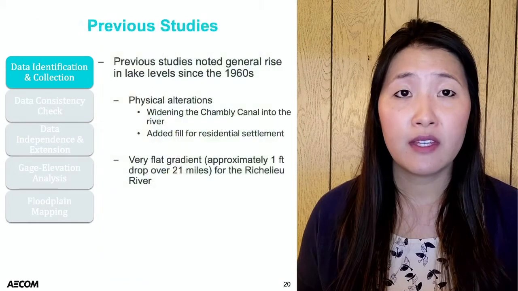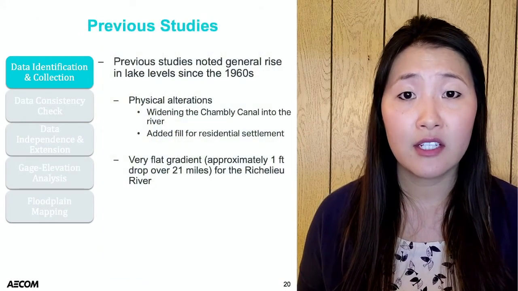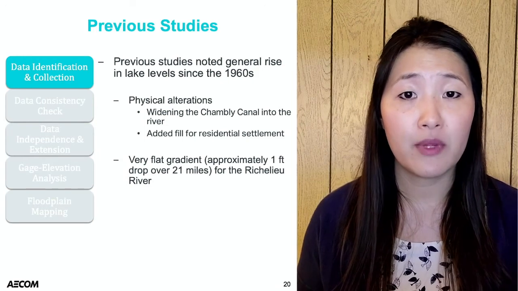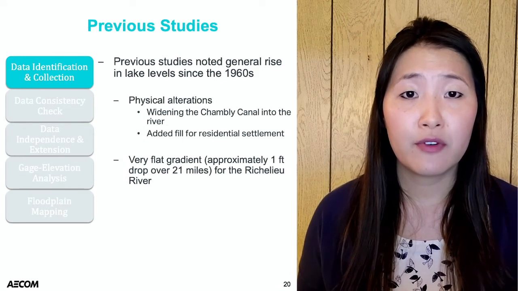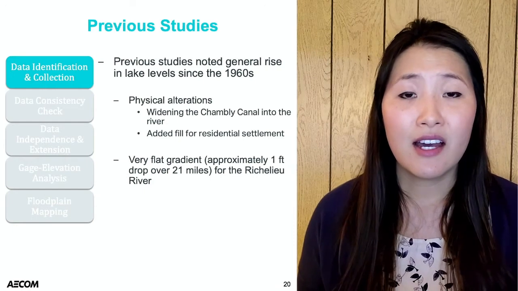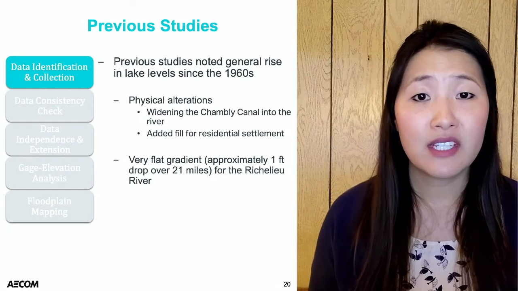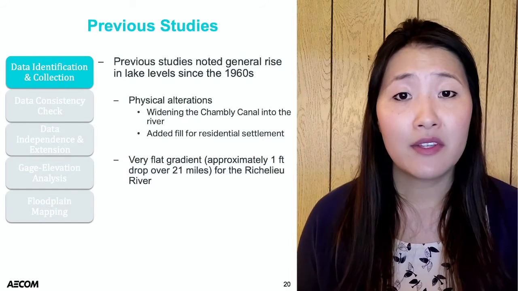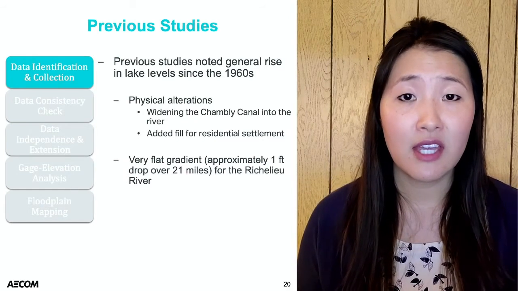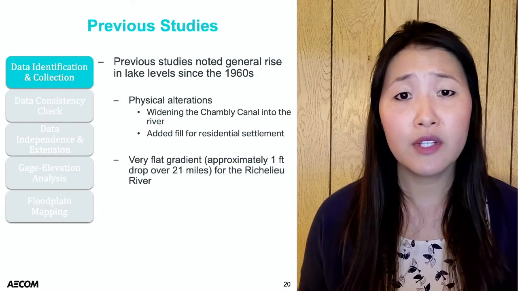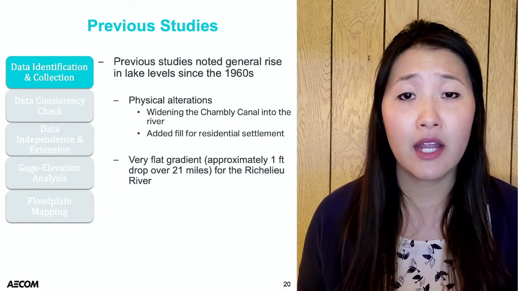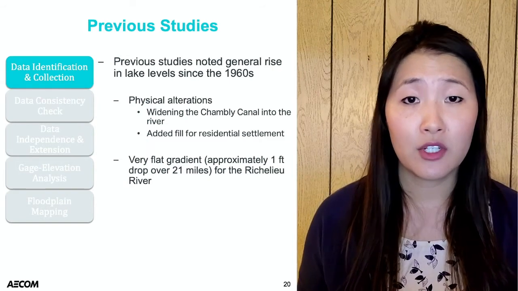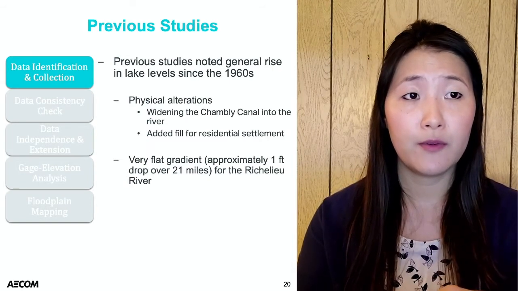Also part of the initial data identification and collection, the project team performed a literature review and looked at existing studies for Lake Champlain. One of the things they noted from previous studies is that in the late 1960s, there was a permanent rise in lake levels of about half a foot. This was attributed to physical changes to the outlet of the lake, including adding fill for residential settlement and the widening of the Champlain Canal into the river, which caused a constriction for the outflows of the lake.